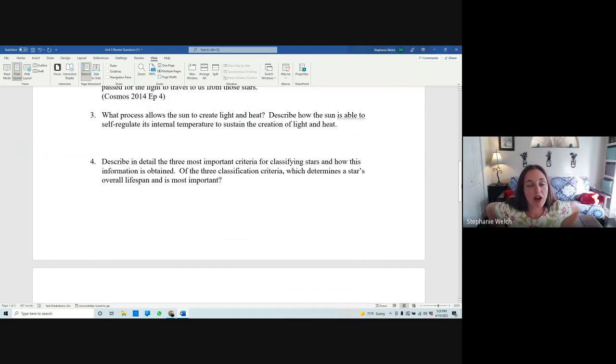So the question is, what process allows the sun to create light and heat? Describe how the sun is able to self-regulate its internal temperature to sustain the creation of light and heat. And the process that's being discussed here is called fusion.